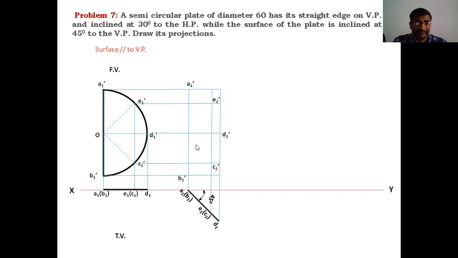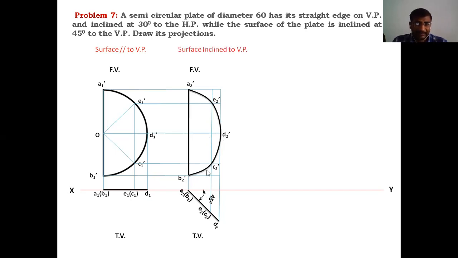The surface is inclined 45 degrees to the VP. So first join A2 dash and B2 dash, then B2 dash, C2 dash, D2 dash, E2 dash. This is the semicircle, the reduced size of the semicircle after rotating the surface inclined at 45 degrees. This is the second stage front view. This is the front view. This is the top view on the second stage.